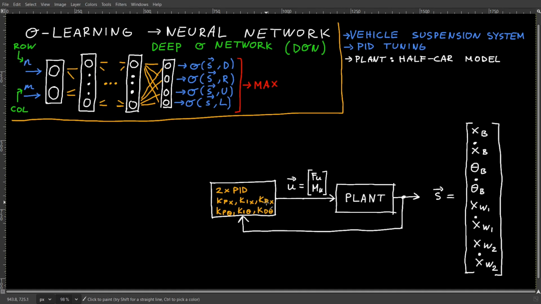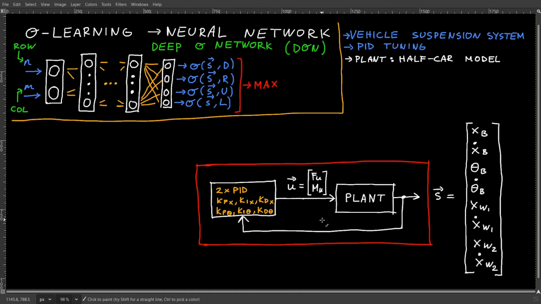The states go into the controller where the relevant error derivatives and their integrals are calculated, and where the PID controllers are applied. Then based on that, the 2 PID controllers generate the control input signal that is applied to the plant. But note that here, the control inputs themselves are not actions in the context of reinforcement learning.